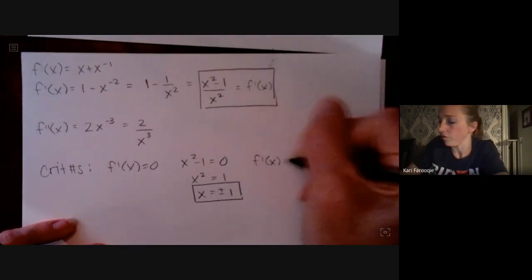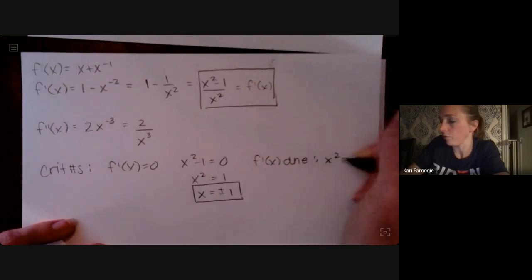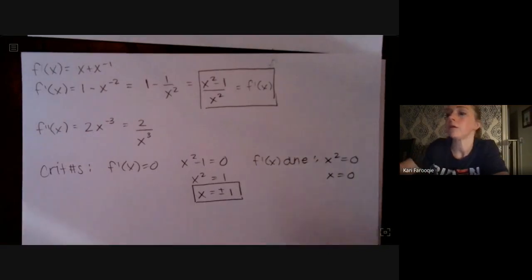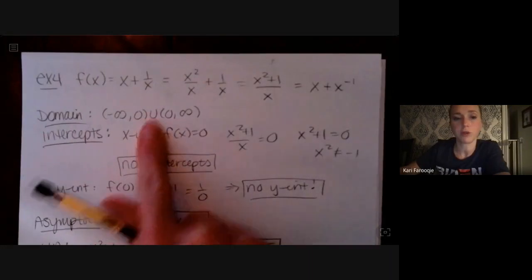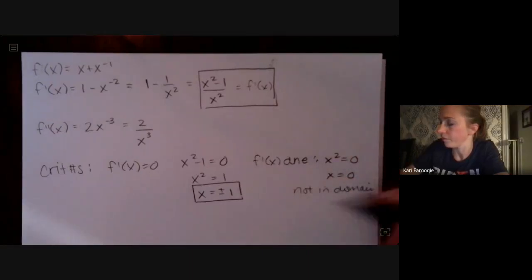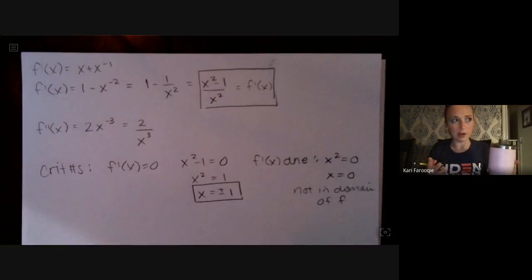Also, we're going to look at places where f prime does not exist, and that would be where x squared equals 0, which means x equals 0. However, if I can remind you, we excluded 0 from the domain because it made your original function undefined. So this is not in the domain of f, hence it can't actually be considered a critical number. And plus, think about it, there's a vertical asymptote there. How could we have a local min or max on a vertical asymptote? Can't be.